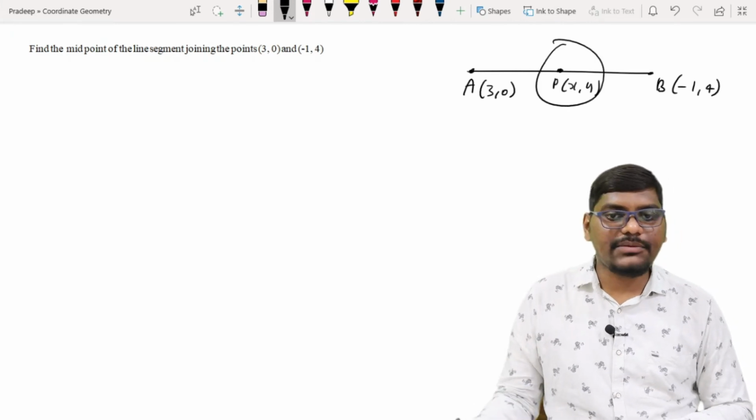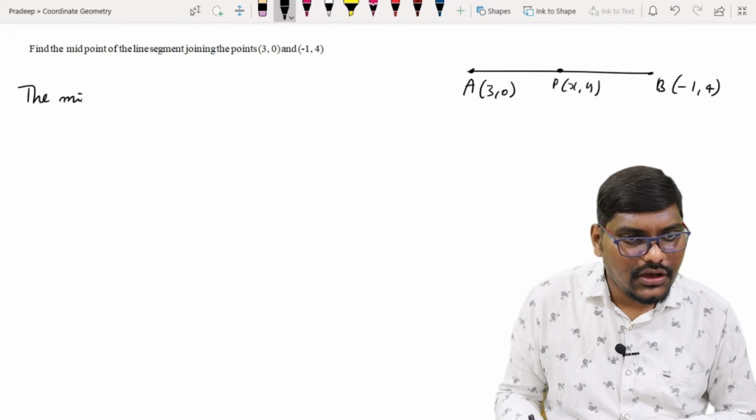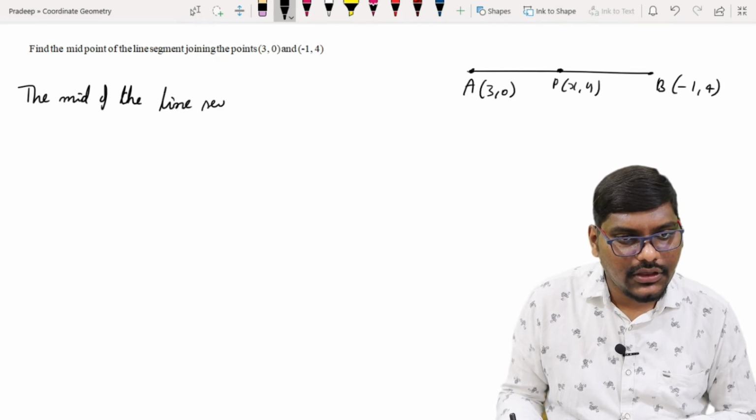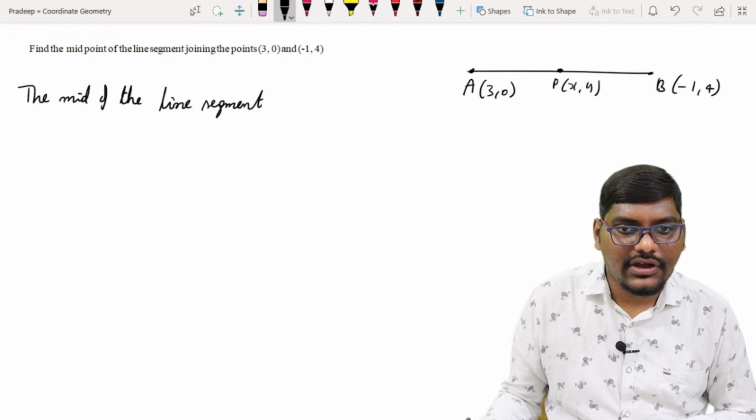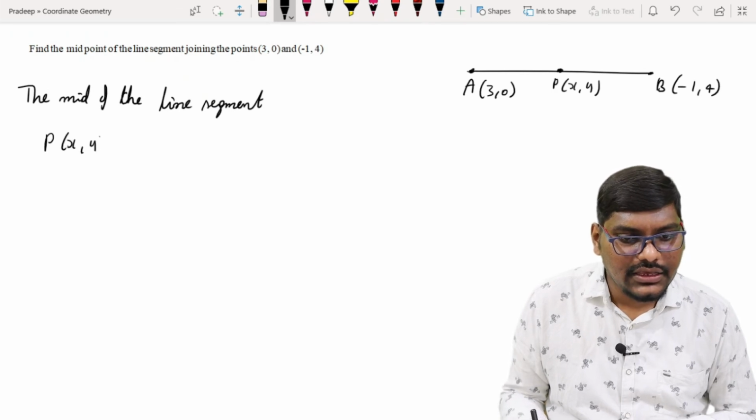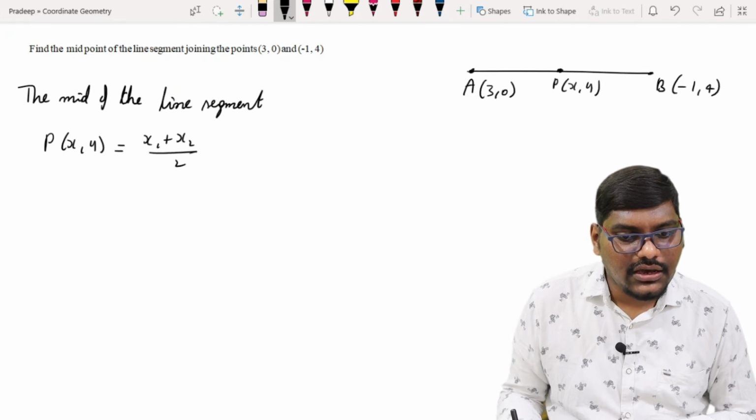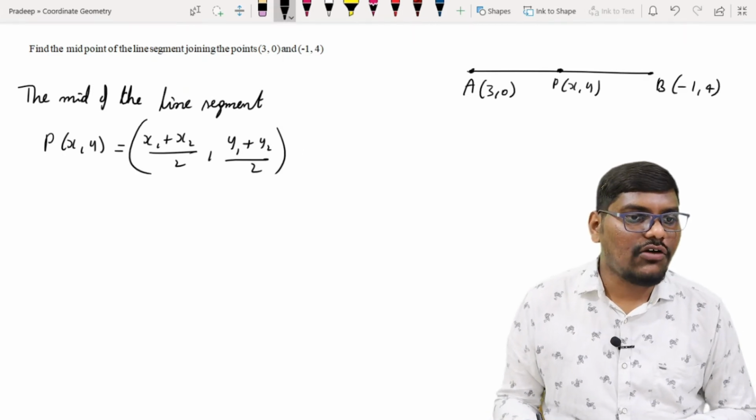To find out this midpoint, we have the formula, that is the midpoint of the line segment. The line segment is AB, where the midpoint is P. So we'll write that as P(x, y) is equal to (x1 plus x2) by 2 comma (y1 plus y2) by 2. Very easy formula. So this is the formula we'll use for midpoint. So now we'll go for the question.